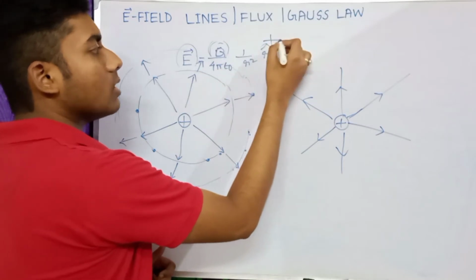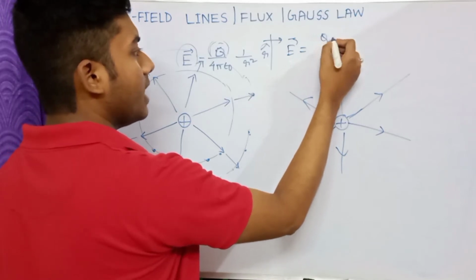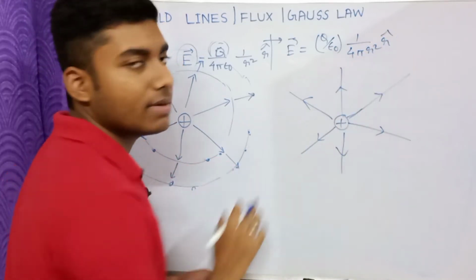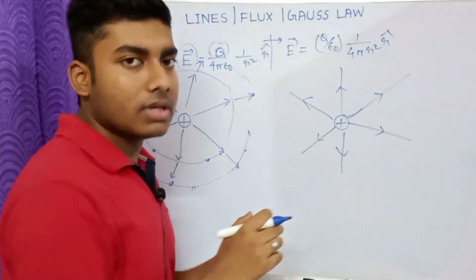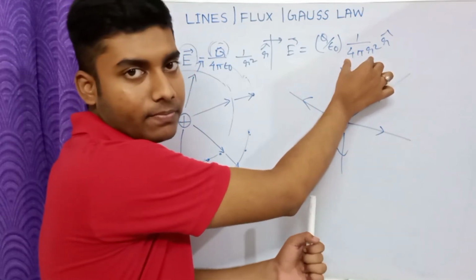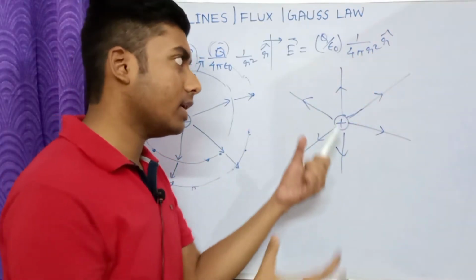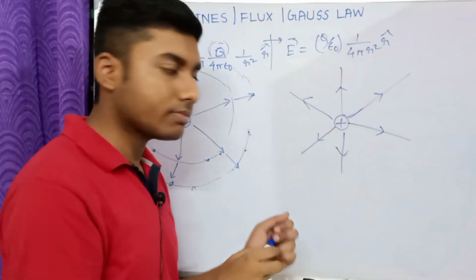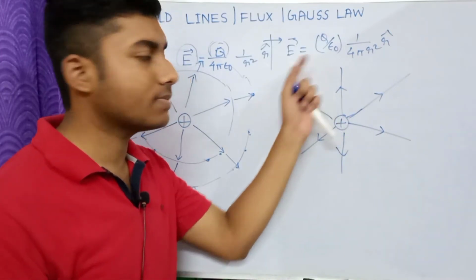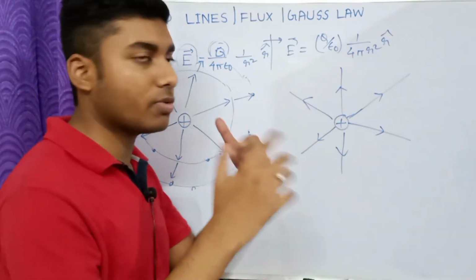This expression can also be written like this: E vector is equal to q by epsilon naught into 1 by 4 pi r square into r cap, right? Now from here, think carefully: 4 pi r square is the area of a sphere of radius r. So this is area, and this is our electric field, and this is a quantity q by epsilon naught. We don't know what this is; we will later understand and establish what it is. We are approaching in that direction.